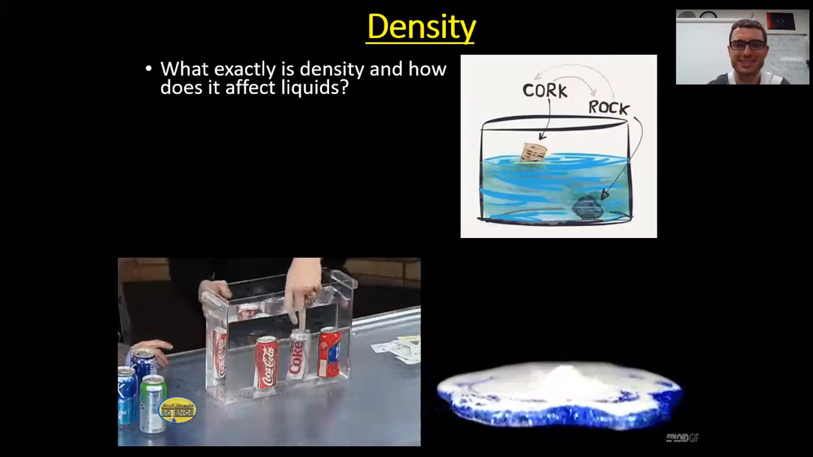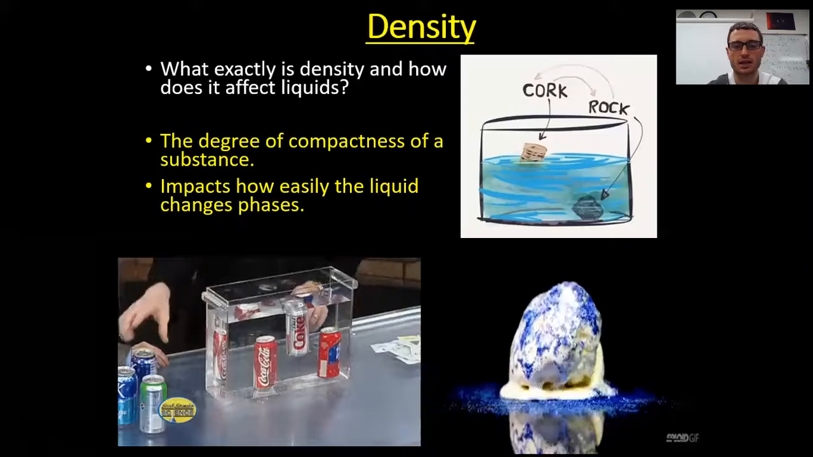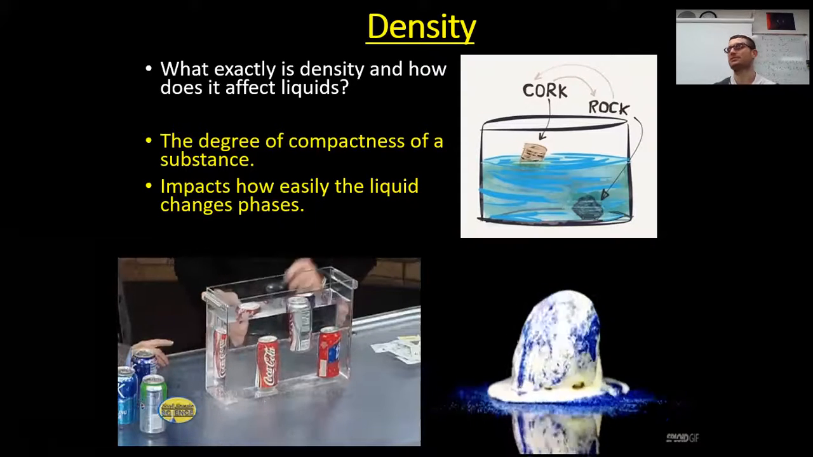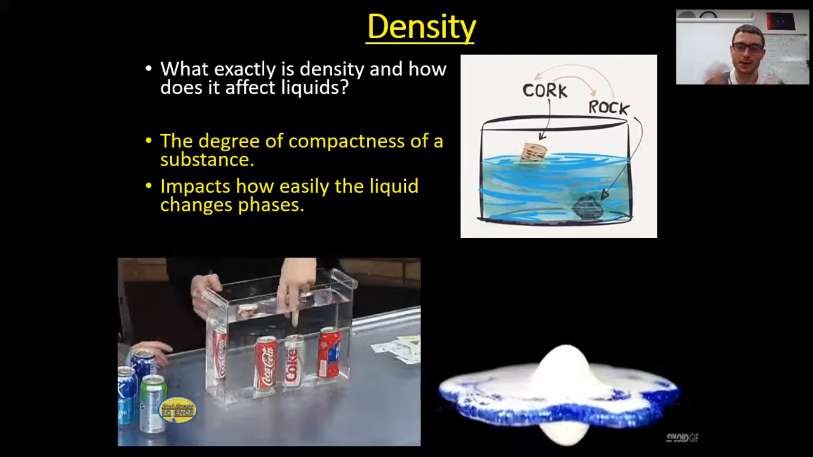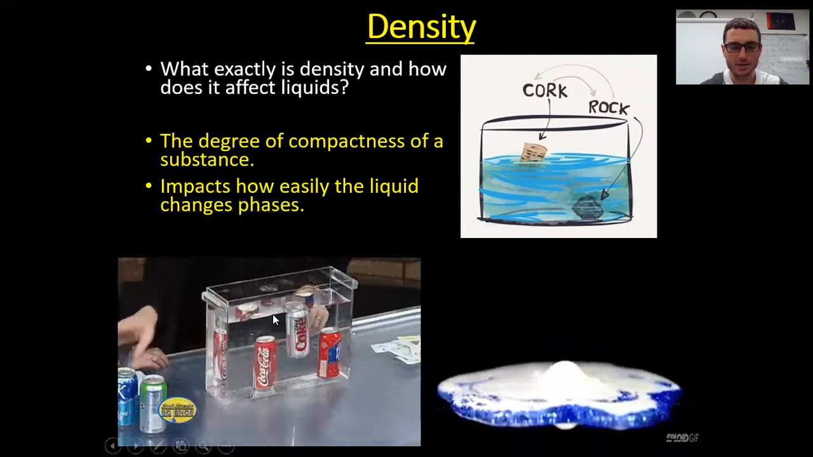Oh, last thing we mentioned, density. Just a quick rehash on density, right? Again, just write the title and what's in yellow, okay? So again, what is density? It's the degree of compactness of a substance, how compact, how put together a substance is, how close together its particles are. Take a look down here, guys.